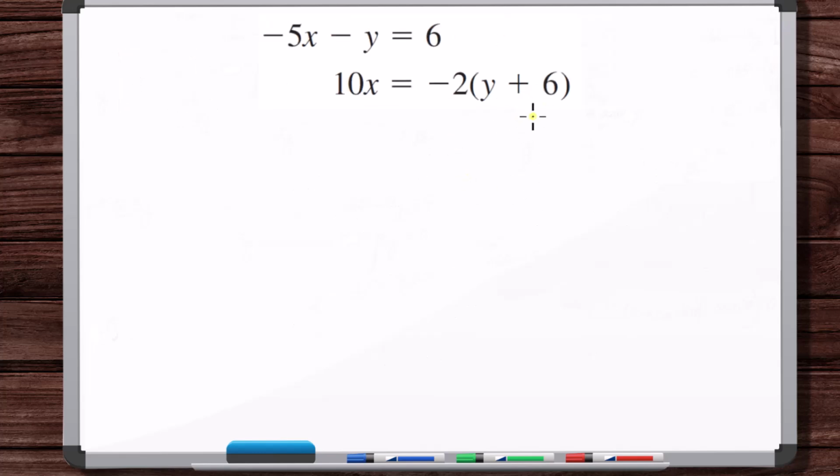Okay, we can use substitution because we can easily, if we solve for y here, you've got y is equal to, you add y to both sides and then you subtract 6 from both sides. Okay, so now let's plug this into the second equation.